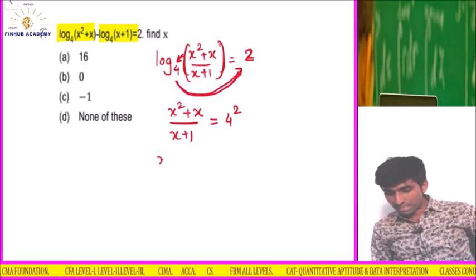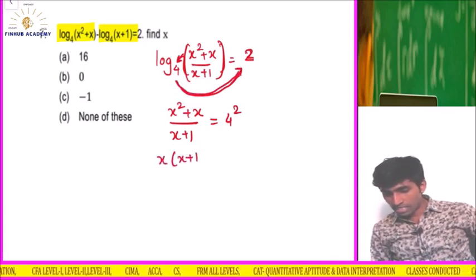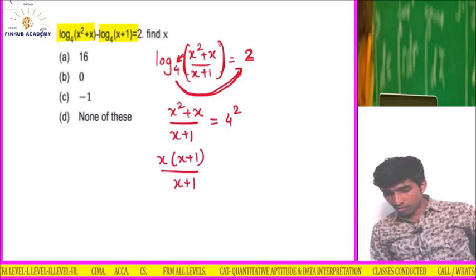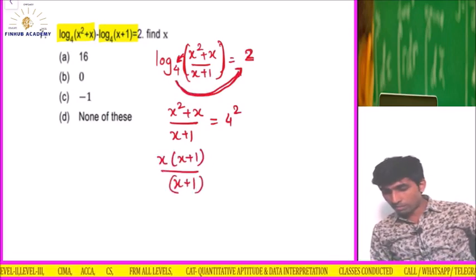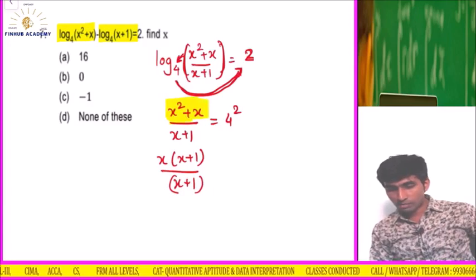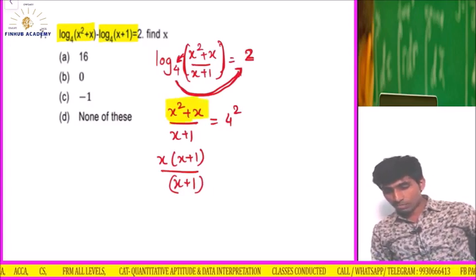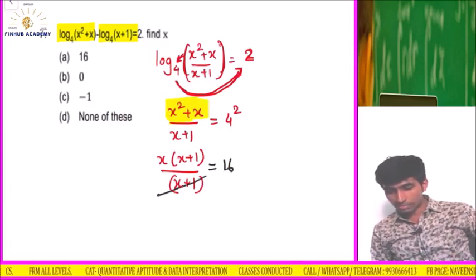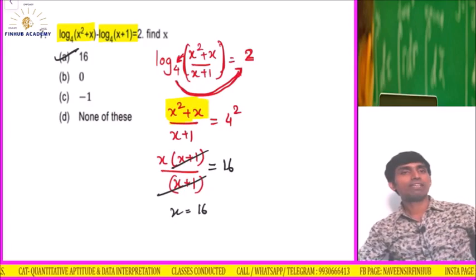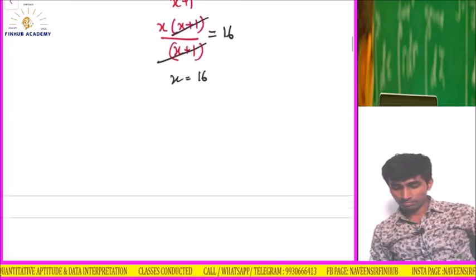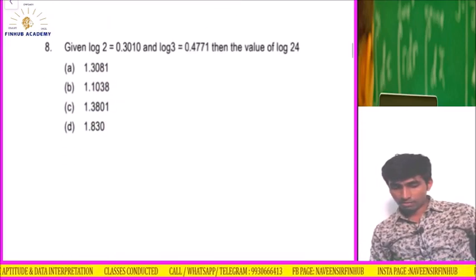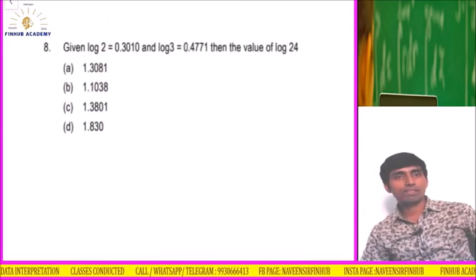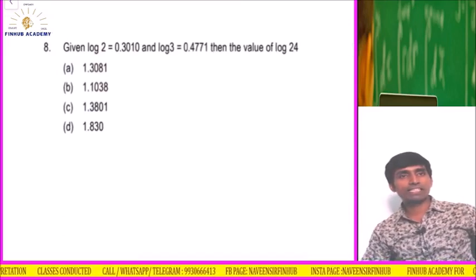So if you check here, if I take x common from this part, x plus 1 upon x plus 1, so x plus 1 is equal to 16. So x plus 1 cancelled, x is equal to what? 16. So my answer is A. Fine, easy. Let's see this next question.